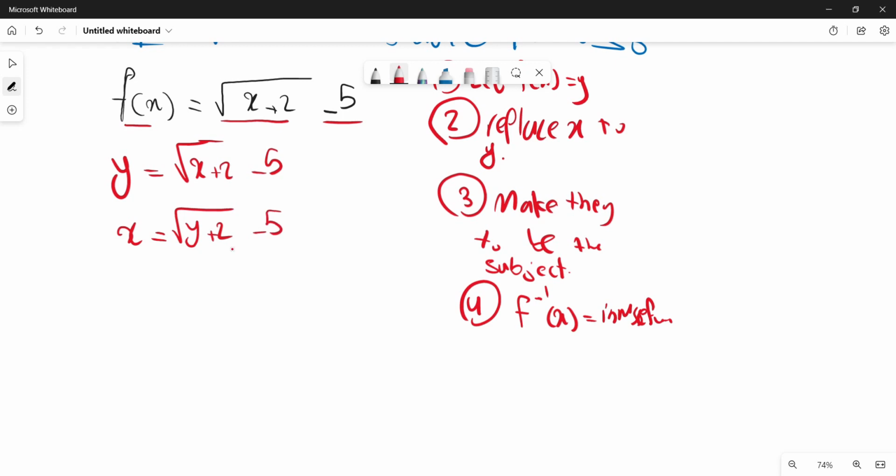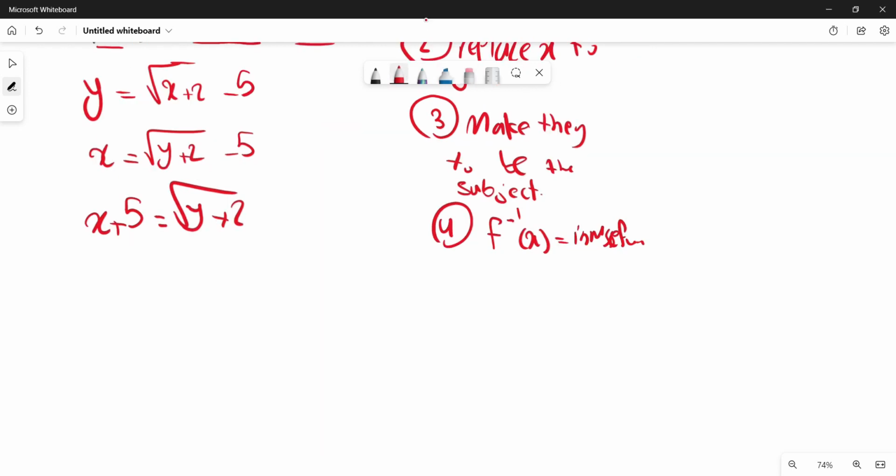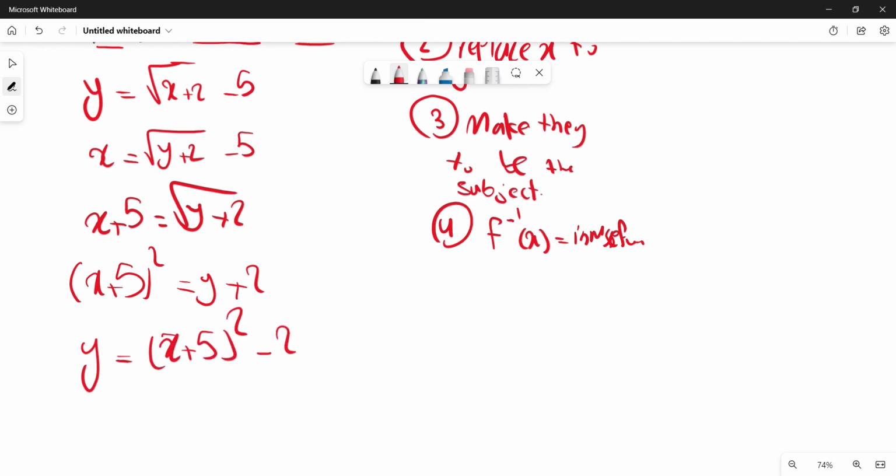The third step is make the y the subject. In order to make the y the subject, we should be very good in algebra. We should see what things need to be changed. I can see that there's a minus 5 that can be moved. So now we can say x plus 5, to the power of 2, is equal to y plus 2. In order to get rid of this square root, we can simply square the left side of this equation, and then just move the negative 2 to the other side. What we will have is y is equal to x plus 5 to the power of 2 minus 2, right?